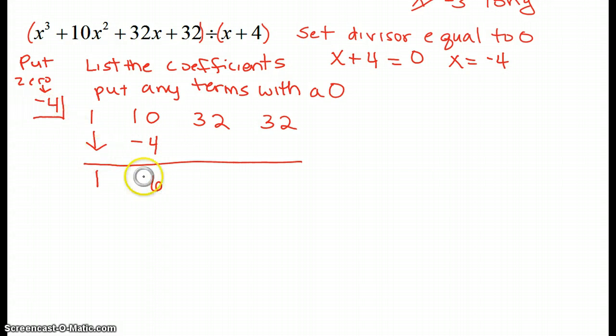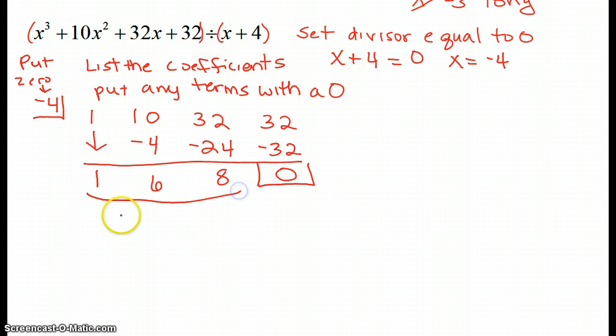Then do it again. Negative 4 times 6 is negative 24. And I get 8. And then negative 4 times 8. And I get negative 32. And notice that my remainder here is 0. Now if you know this is a 0, that means it has to divide in evenly. If it has to divide in evenly, then we know that it has to have a remainder of 0 because it is a factor.